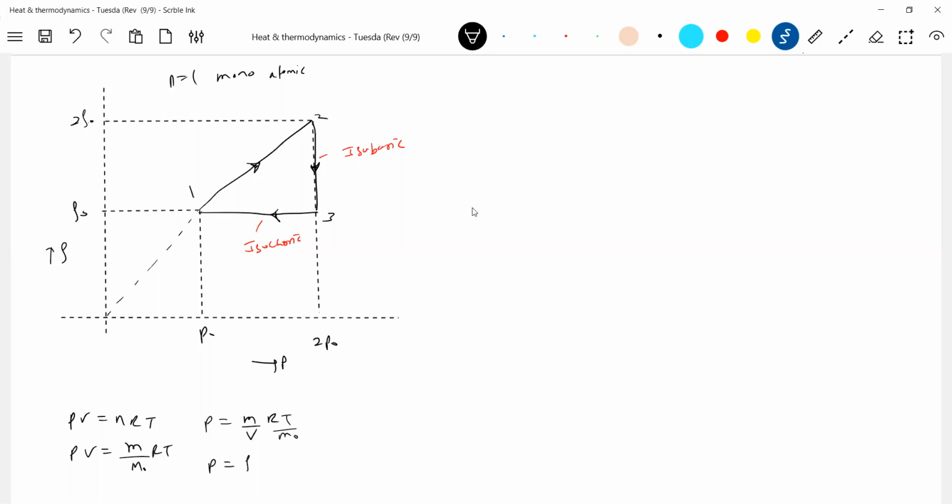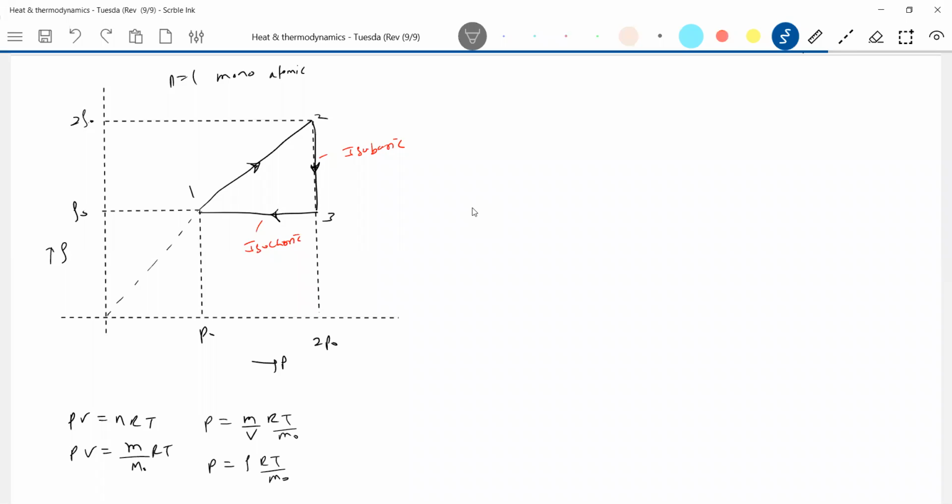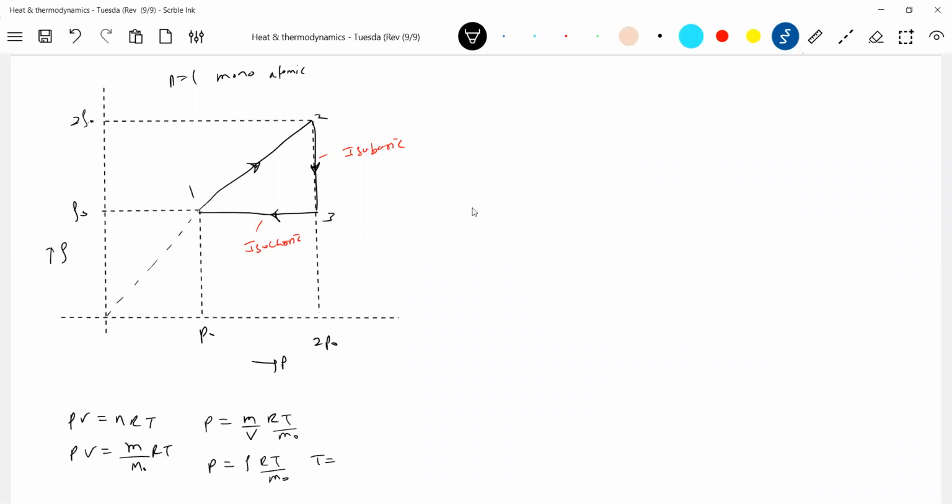Mass by volume will become density. Look at P by rho. It's a constant, no? If P by rho is constant, then temperature will be constant. So here the temperature will become equal to P m naught by rho r. Look at the slope. P by rho is a constant, so therefore the temperature is constant. So what is this process? This process is an isothermal expansion, isothermal compression.